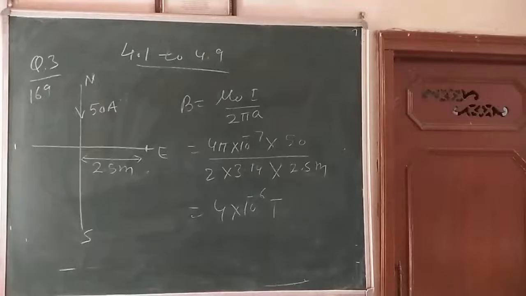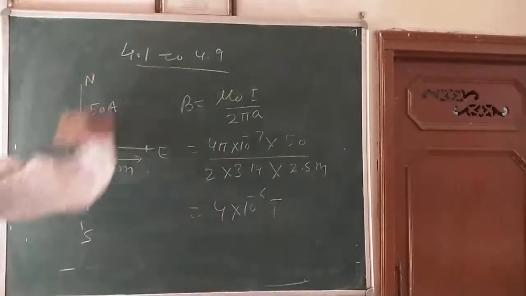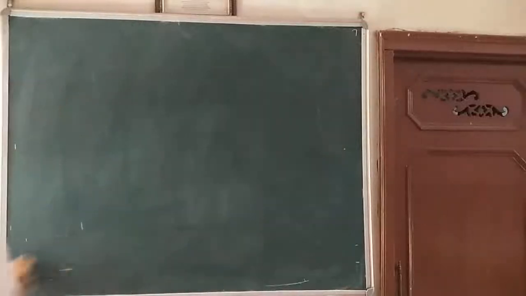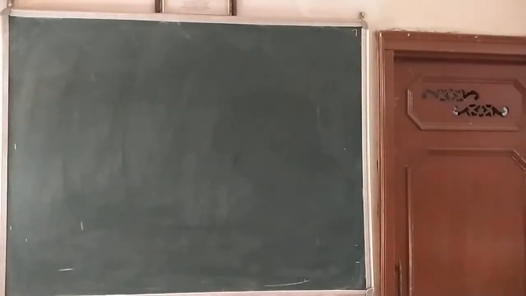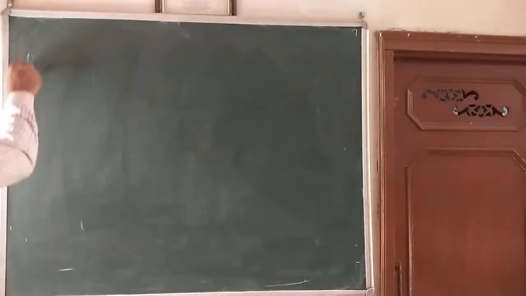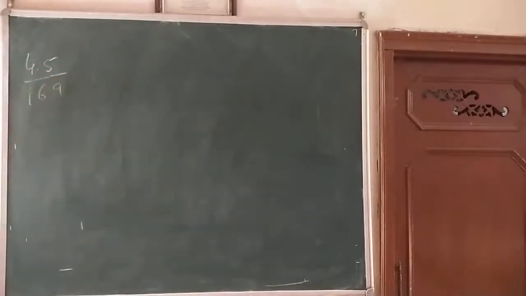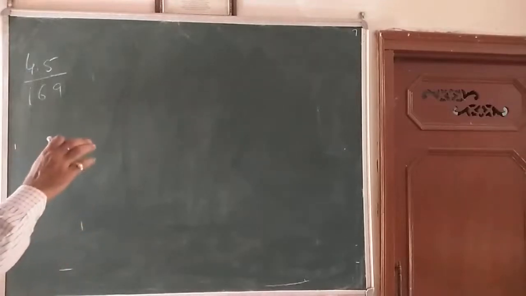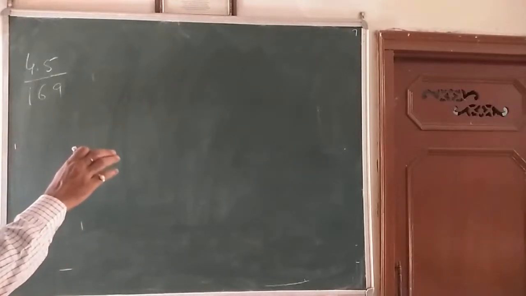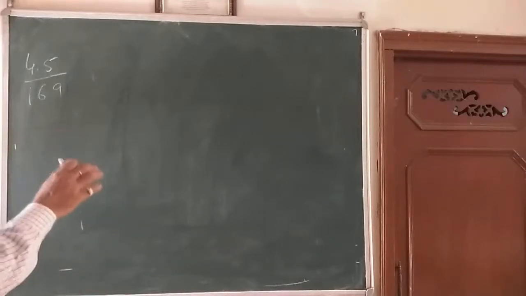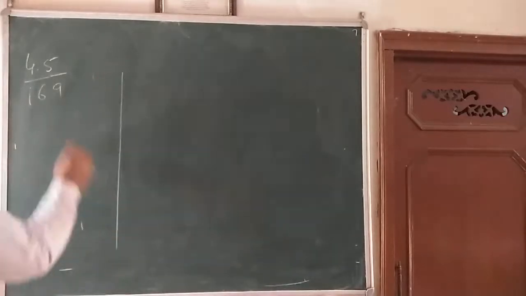Now, dear children, see another numerical. Next question, question number 4.5 on the same page number 169. Here it asks: what is the magnitude of magnetic force per unit length on a wire carrying a current.